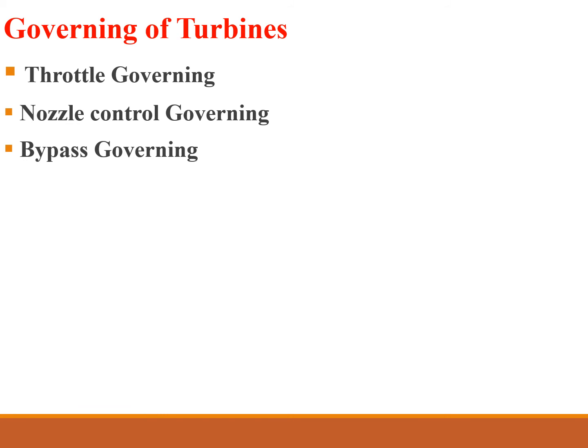Governing of turbine. Governor. The function of the governor is to regulate the supply of steam to the turbine so that the speed of rotation remains constant at all loads. Methods of governing of steam turbine: first, throttle governing; second, nozzle control governing; third, bypass governing.